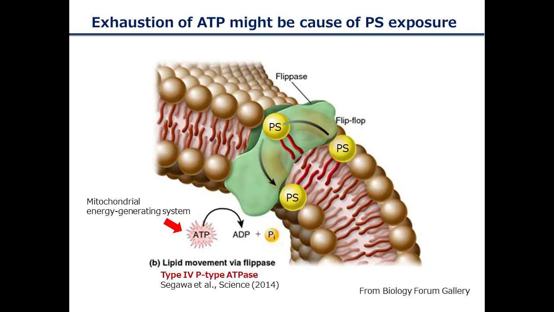Then, what is the mechanism for phosphatidylserine exposure in EVs? We still don't know the exact mechanism yet, but here's our hypothesis. It is known that phosphatidylserine is exclusively kept in the inner leaflets of lipid bilayers of healthy cells by the action of type 4 P-type ATPase. When EVs are separated from the cells, ATP is no longer provided from the mitochondrial energy-generating system. Therefore, the exhaustion of ATP might be the cause of PS exposure by inactivating the ATP-dependent flippase.